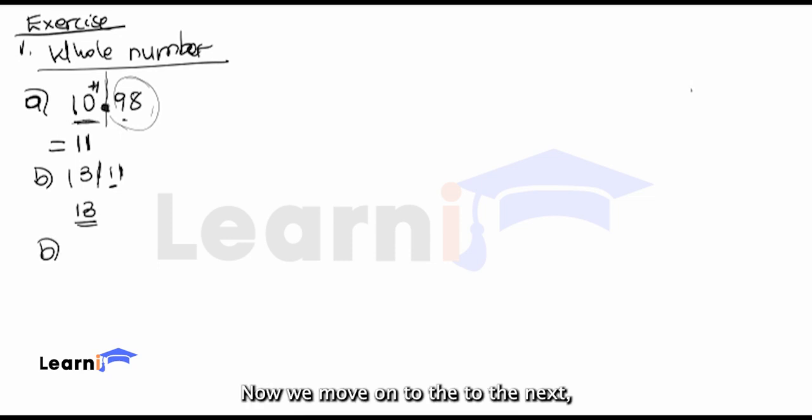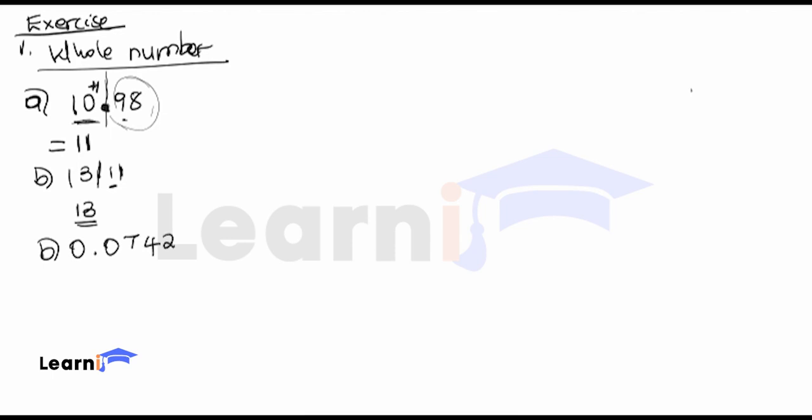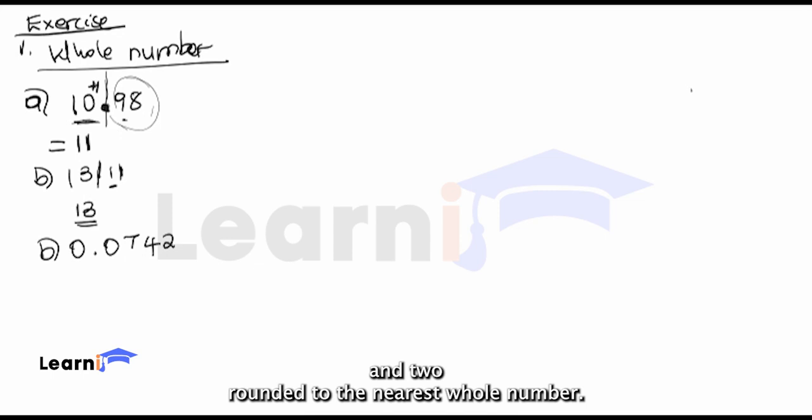Now we move on to the next, where we have 0.0742. To round to the nearest whole number, we look at the whole number. This is where we draw the line. And this is basically 0.